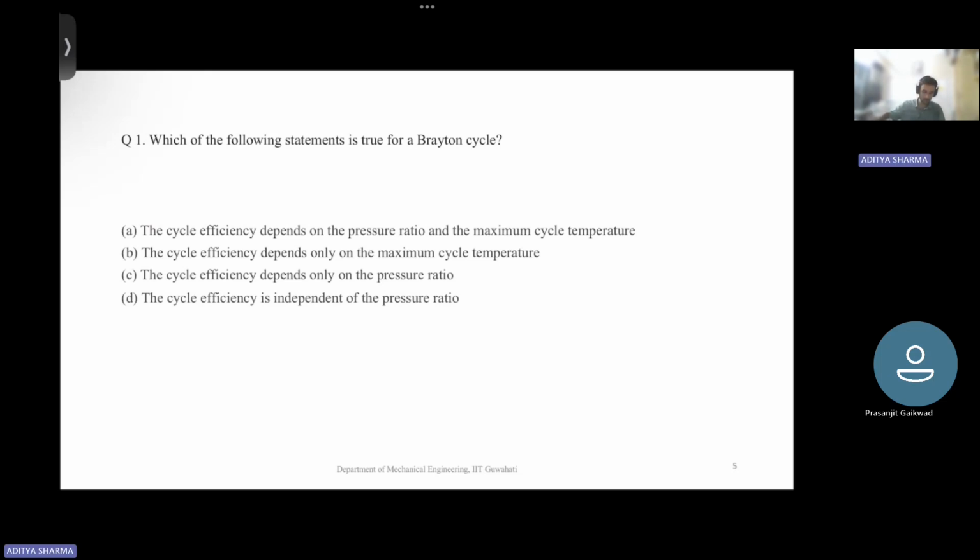Which of the following statements is true for a Brayton cycle? Four options have been given, so you can try to answer. Prasanjit, you can try to answer.